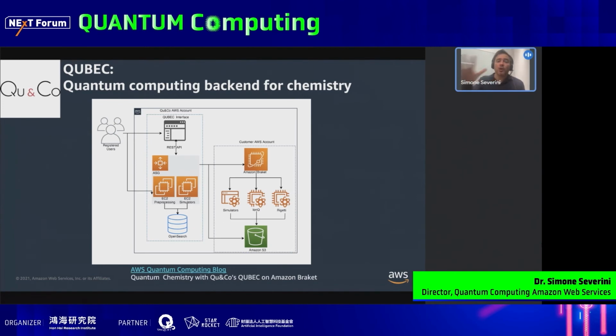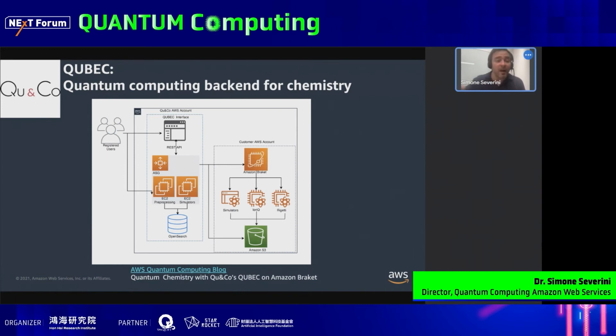So Q&Co is a startup in the Netherlands. They built Qubic, which is an acronym for Quantum Computing Backend for Chemistry. And this is a quantum computing platform designed for chemistry and material science simulation. They have some proprietary algorithms and they run quantum classical hybrid. And they access Amazon Braket, and this service uses Amazon Braket as part of a larger AWS environment. And here are some details of an architecture diagram.